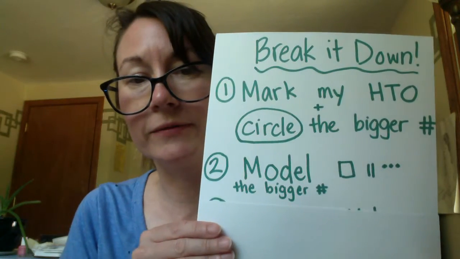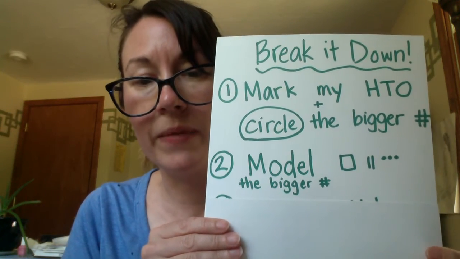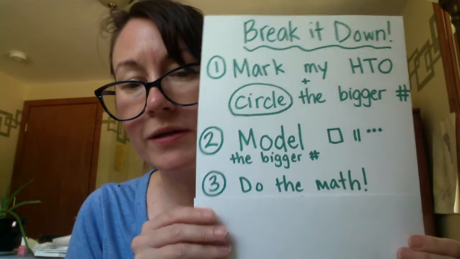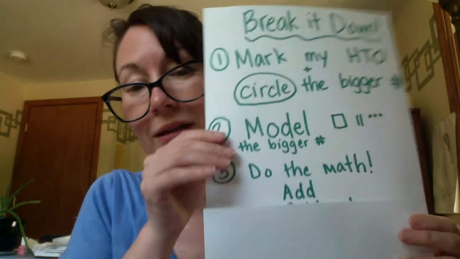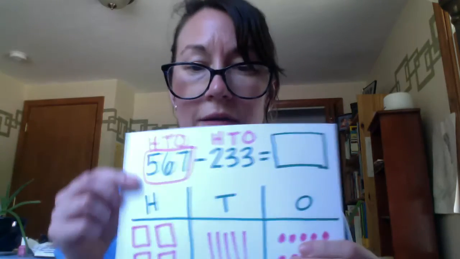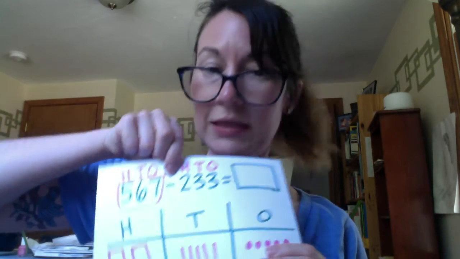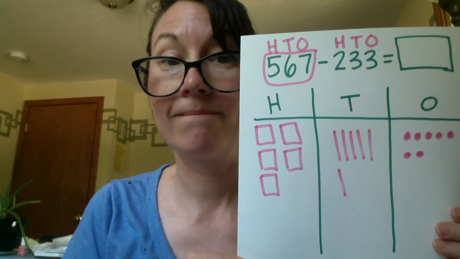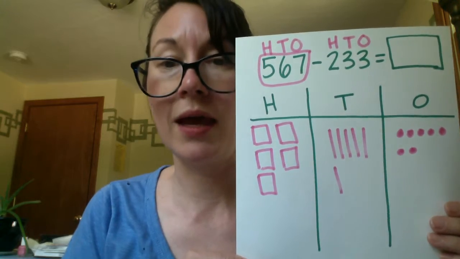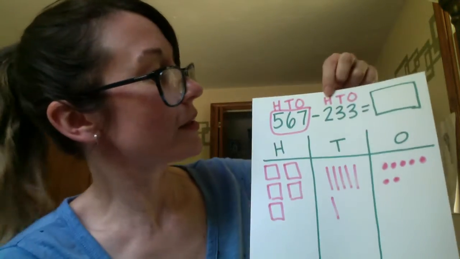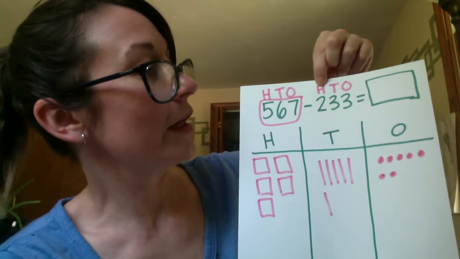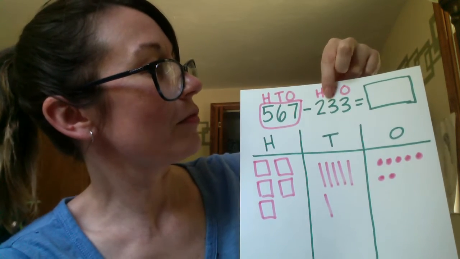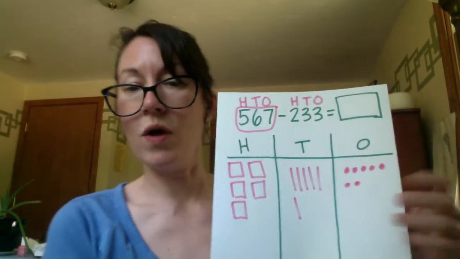Let's take a look at what is my next step when I break it down. I marked my HTO, circled the bigger number. I modeled the bigger number. Now it's time to do the math. And am I going to add or subtract? Let's take a look. I'm subtracting today. So does that mean I'm going to put more on or take some away? Take some away. How many am I going to take away? Well, I just look at my marked HTOs. I'm going to take away 2 hundreds, take away 3 tens, and take away 3 ones.